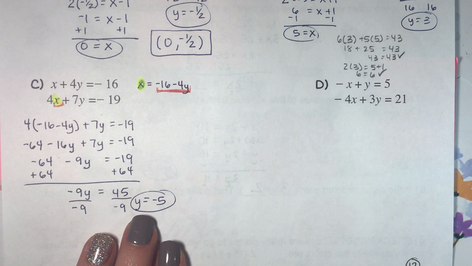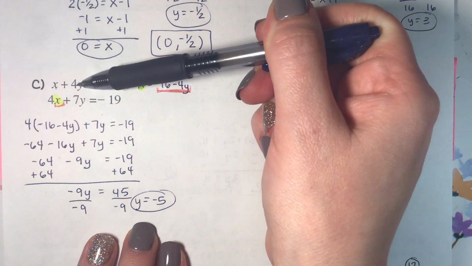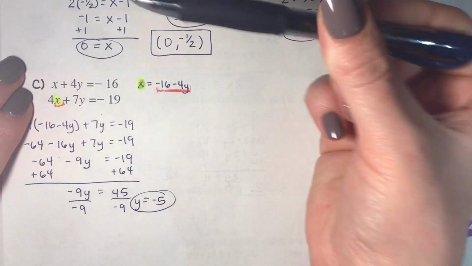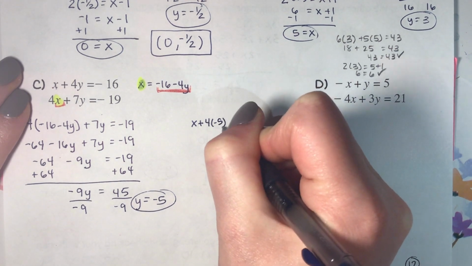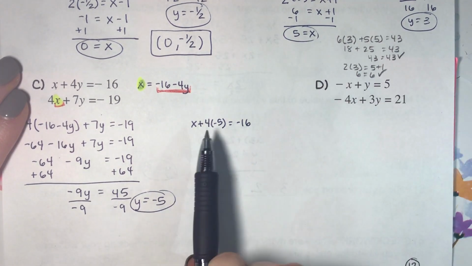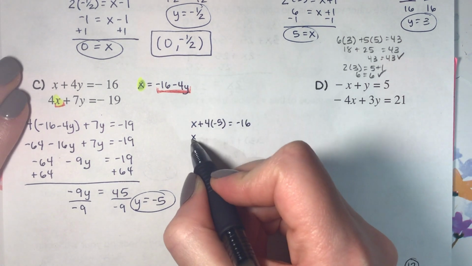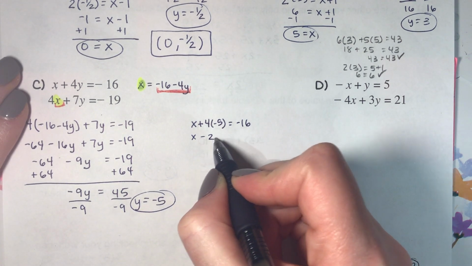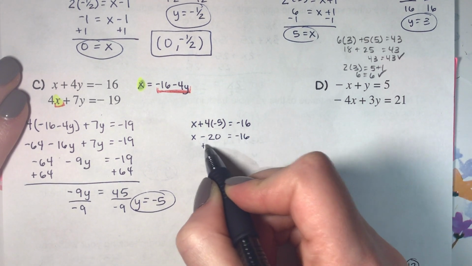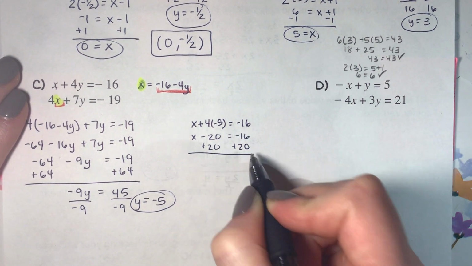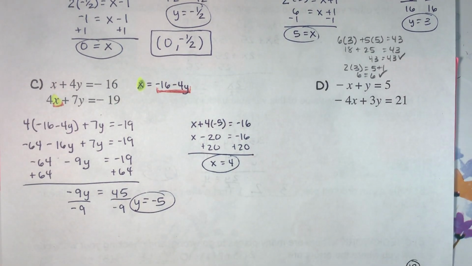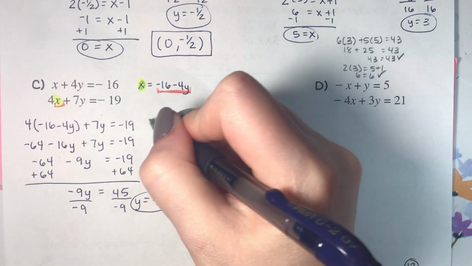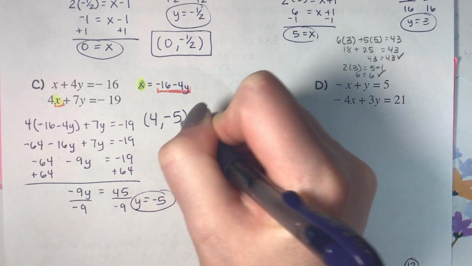Now that I have y equal to negative 5, I'm going to take it and replace it back up here into my first problem. So here I have x plus 4 times negative 5 is equal to negative 16. Well, 4 times negative 5 is negative 20, so that's going to be x minus 20 is equal to negative 16. Add 20 to both sides to isolate the x, and I get x is equal to 4. Okay, now I put those two values together to form a coordinate, and my coordinate is 4, negative 5.